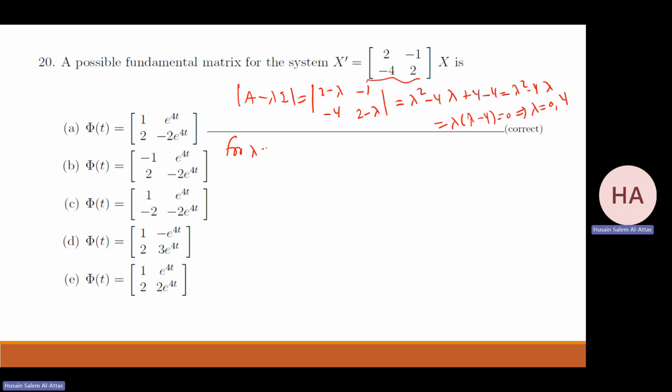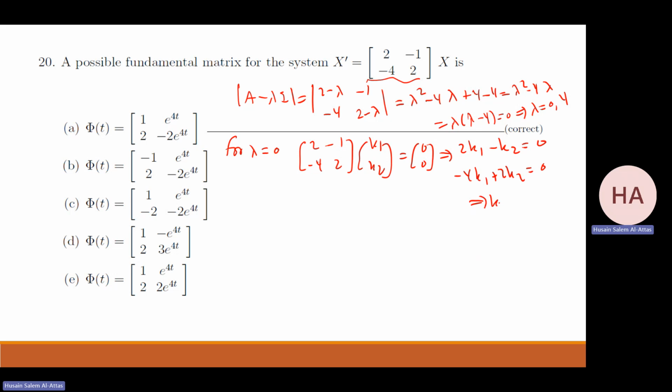So lambda equals 0 and 4. Now for lambda equals 0, what are we getting? [2, -1; -4, 2] times k1, k2 equals 0, 0. So we're getting 2k1 minus k2 equals 0. Yeah, very clear, the two equations are the same. So I'm getting k2 equal to 2k1. Let k1 equal 1, getting k2 equal 2. So v1 will be [1, 2], and x1 is [1, 2]. e to the power 0 is 1, so no need to worry about it.